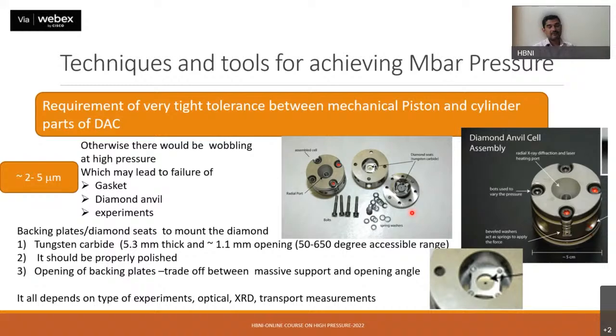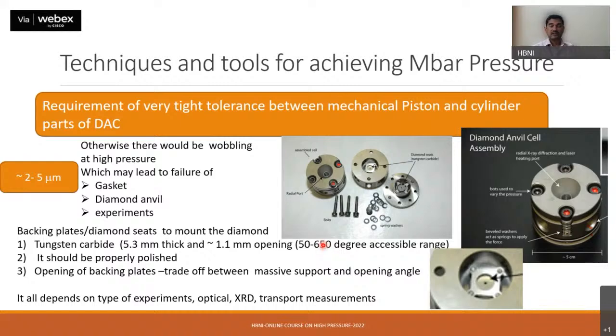Typical backing plates are like diamond seats, and those are used to mount the diamond anvil on top of that. The typical thickness of these tungsten carbide backing plates is 5.3 mm, with a 1.1 mm opening at the back end. And that gives, sorry for this typographical mistake, an accessible angle range from 50 to 65, not 650, from 50 to 65 degrees. But if you want to really go to very high pressure, this accessible range becomes lower and lower.